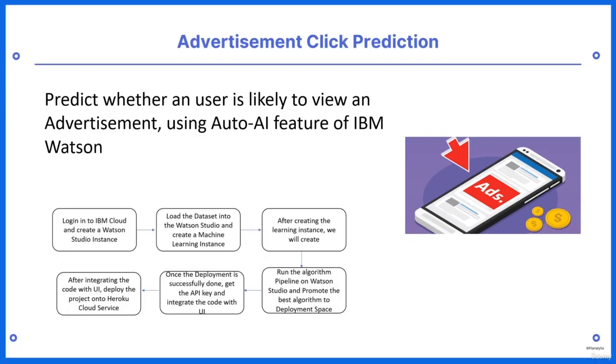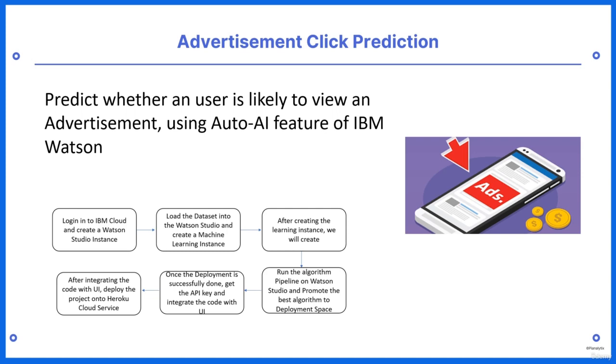Hi, so today we'll look at another supervised machine learning project, which is advertisement click prediction. This project is a very simple one. We'll be using IBM Watson services over here. So the backend is entirely dependent on IBM Cloud.